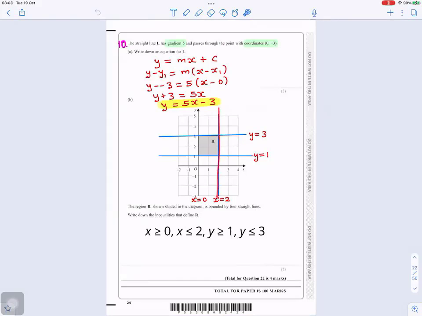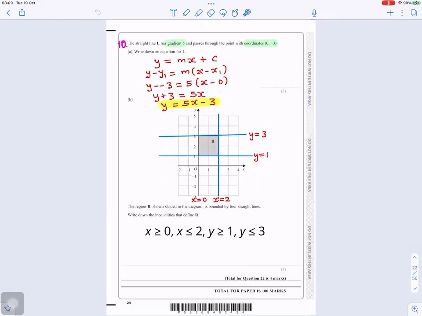This other line, x equals 2, but we want the part which is below it. So we use x less than or equal to 2. So for the first one, we wanted x greater than or equal to 0. The second one, we want x less than or equal to 2. And the next line, y equals 1. We want the part which is above it. So y is greater than or equal to 1. The next line, y equals 3. We want the part below it, and that part is y less than or equal to 3.